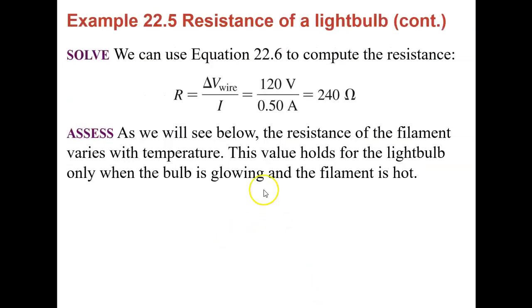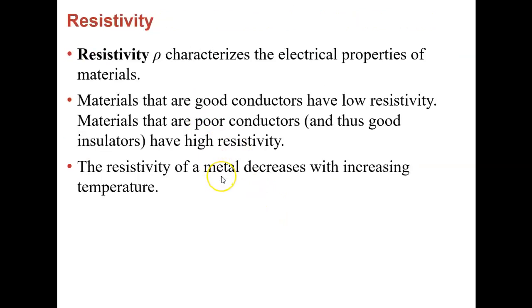Another characteristic, along with resistance, is called resistivity. Resistivity characterizes the electric properties of the material. Good conductors have low resistivity. Insulators have high resistivity. You can think of it as resistant to that charge moving through. The resistivity of a metal decreases with increasing temperature. When you increase the temperature, it's easier for charge to move through it.